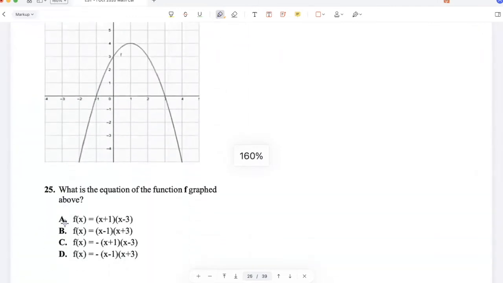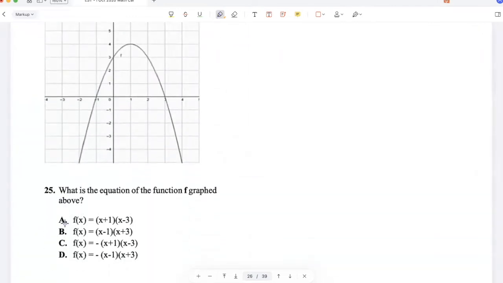Okay. What is the equation of the function f graphed above? So the first thing I notice is that the graph opens downward. So the leading coefficient has to be negative. So it can't be A and B. And the x-intercepts are -1 and 3. So it has to be x plus 1 times x minus 3. So C.